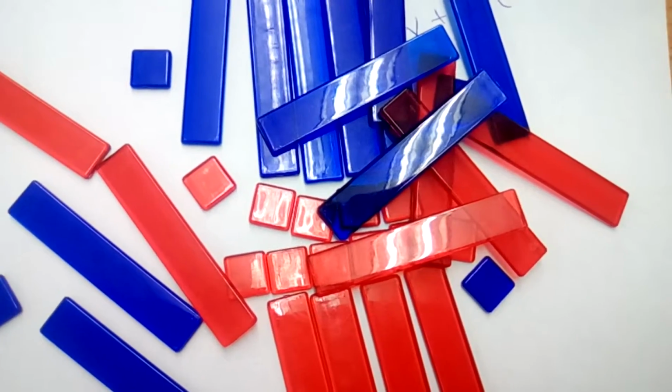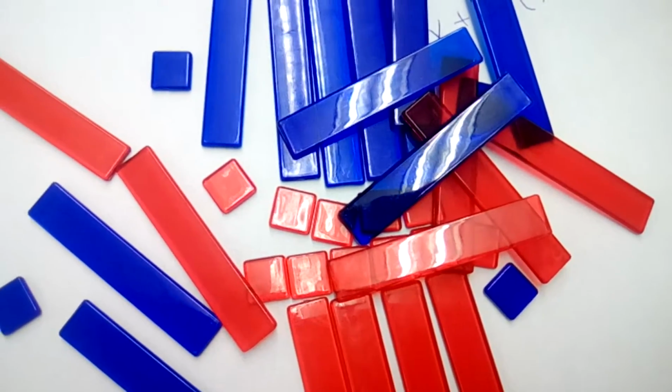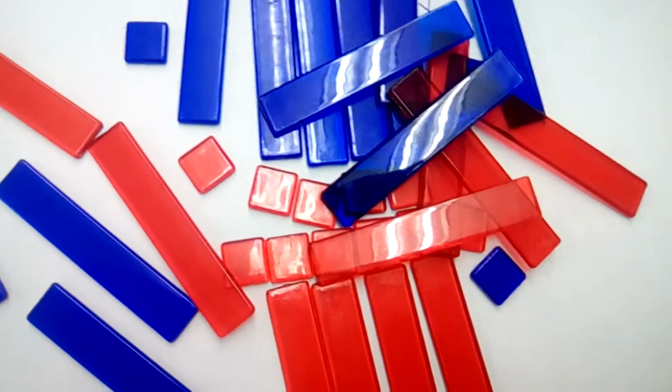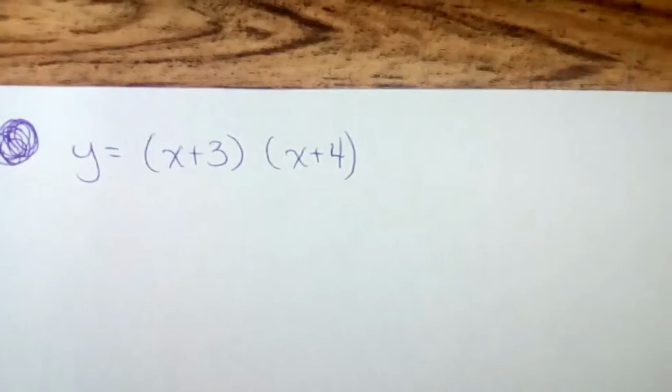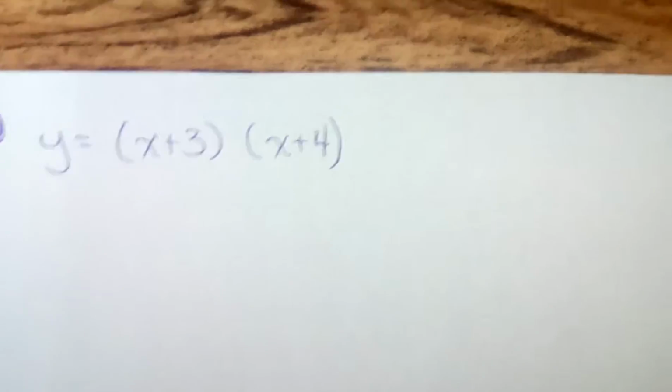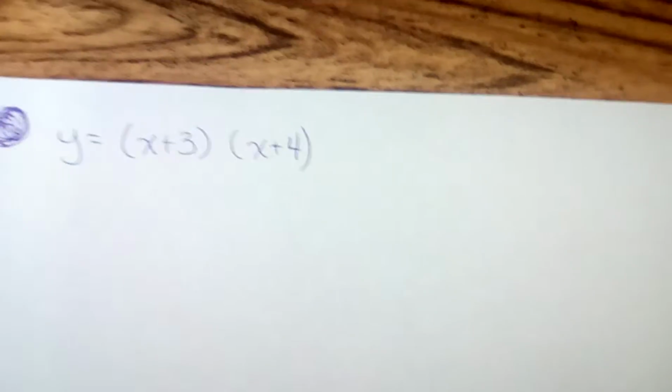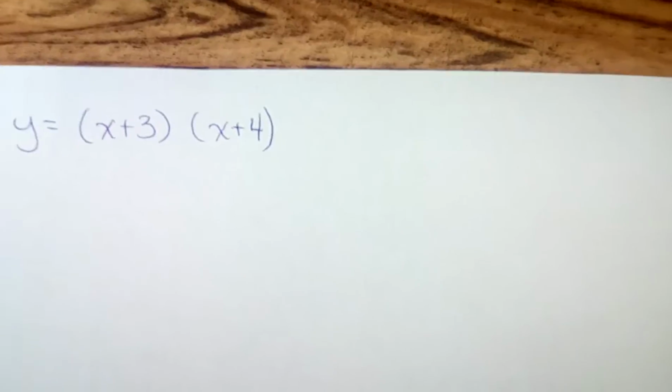So this video is going to show you how to use algebra tiles to expand and simplify two binomials. So we've been doing that algebraically using FOIL, first, outside, inside, last, using that method. But now we're going to use these fancy colored things here. So remember, red is positive and blue is negative. So for this, you just start with exactly what's there.